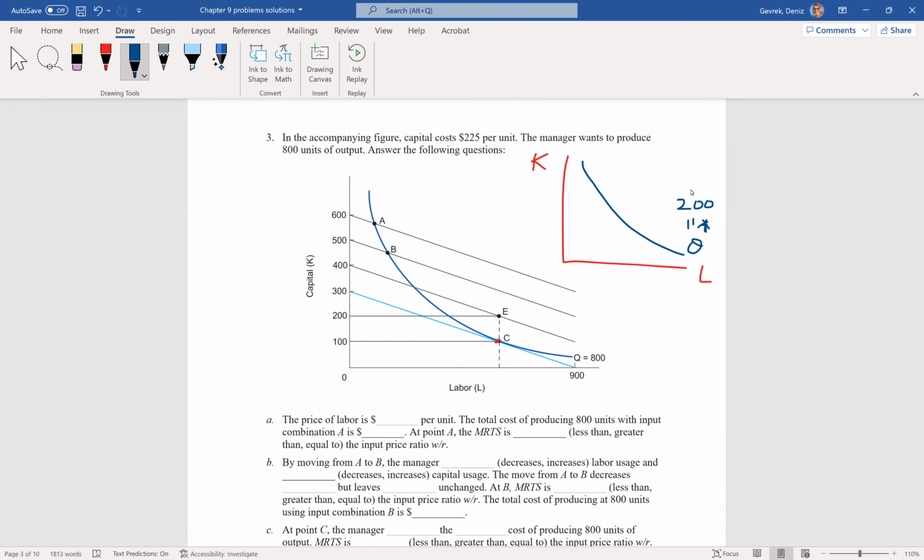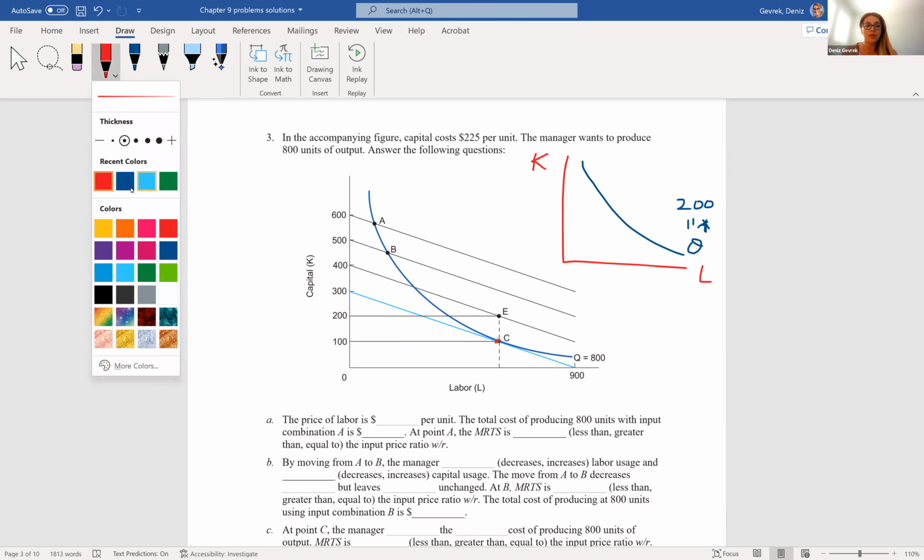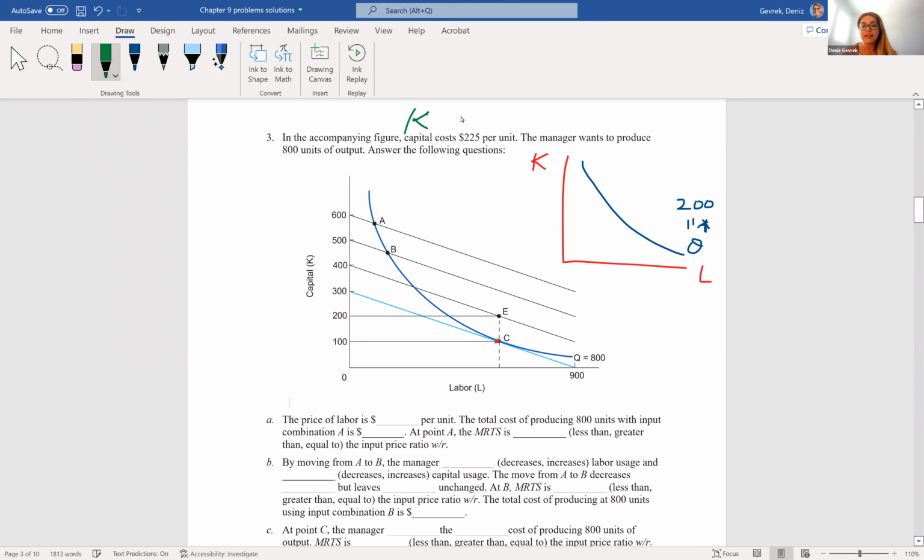Okay. So Megan, what's the significance of the intersection of this isoquant? What we're doing is finding capital and labor combinations that produce this quantity at the lowest cost. So I'm trying to find the capital and labor combination that produces the lowest cost. So then we have isocost curves.